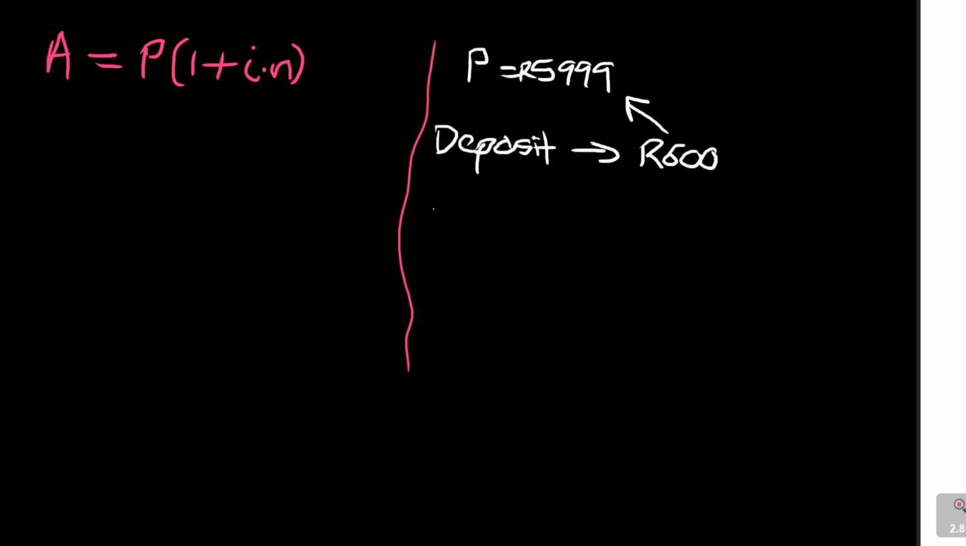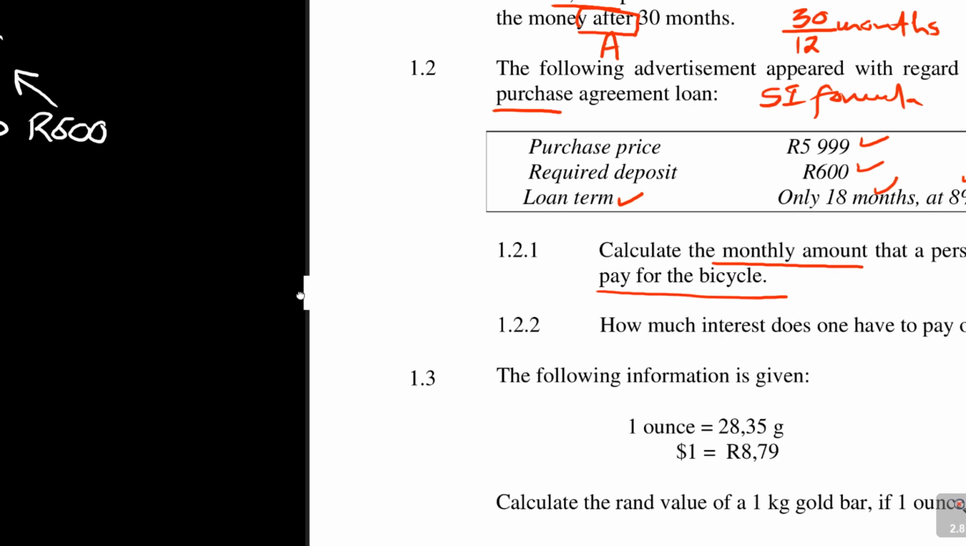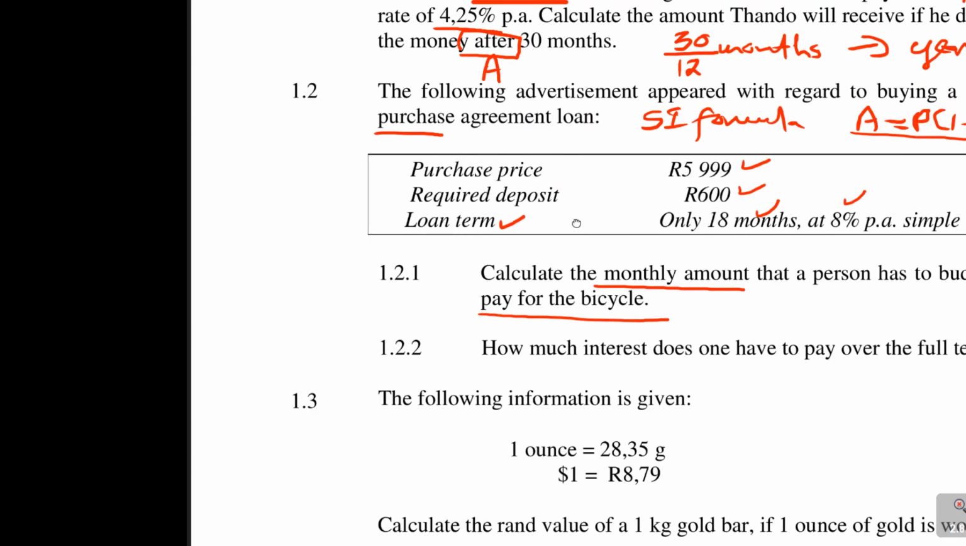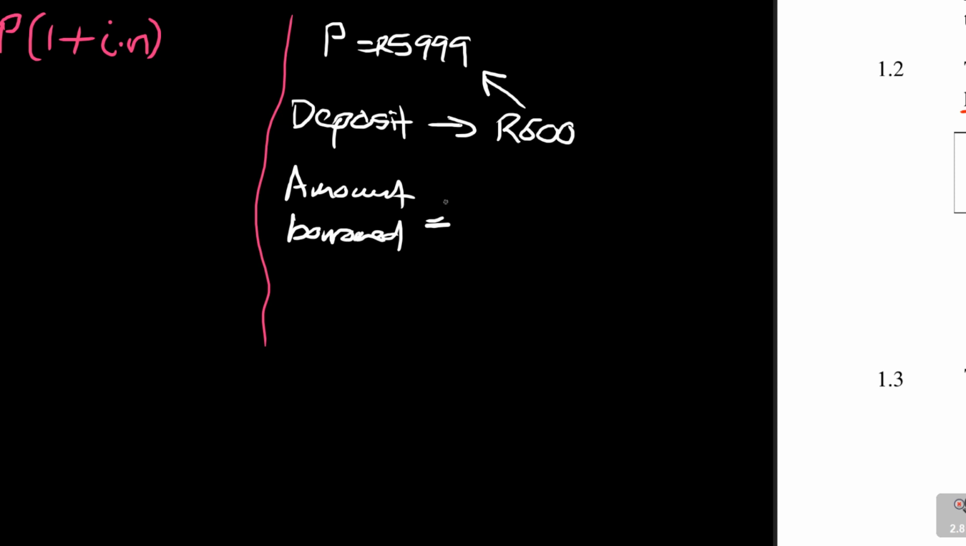So you're going to say amount borrowed, or the amount loaned, because it's a loan, is equal to... The question here says loan terms, it's a loan, and the advertisement appeared for a bicycle on a hire purchase agreement, but you brought in the deposit. So if you brought in the deposit, we're going to take out the deposit first. So it's 5,999 minus 600.